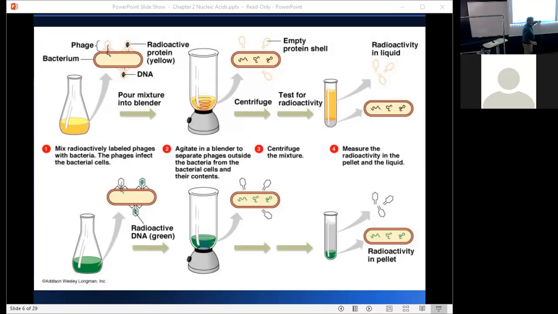This time, the radioactivity co-located to the pellet. So this means that the radioactively labeled DNA from the phage is in the bacteria, because the radioactivity co-located to the pellet. So again, this is another line of evidence that DNA is the molecule that carries genetic information.